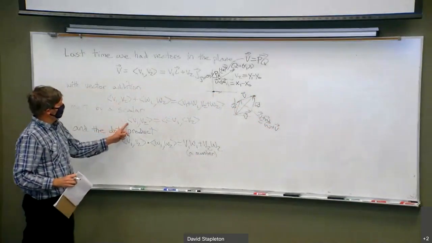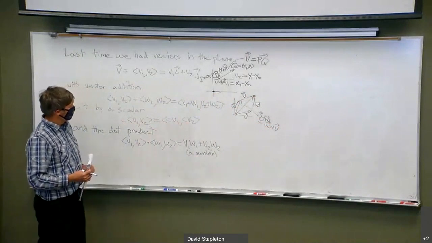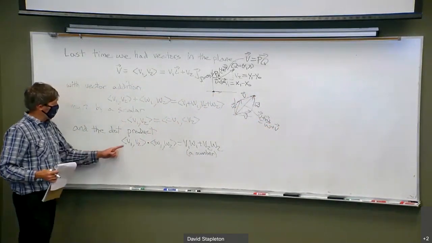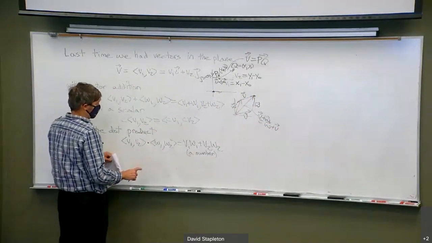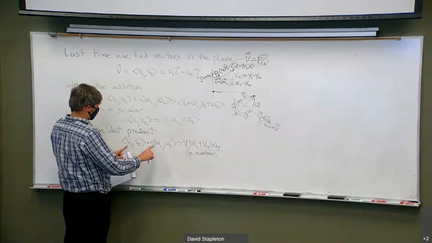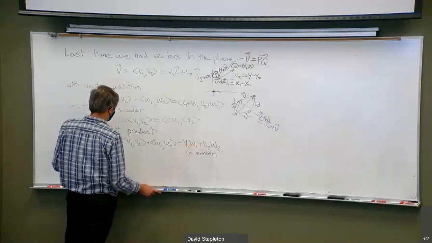Multiplication of a vector by a number, you just multiply each component by the number. And the dot product was defined this way. The dot product of two vectors is actually a number. This times this plus this times this. That number, V1 W1 plus V2 W2.